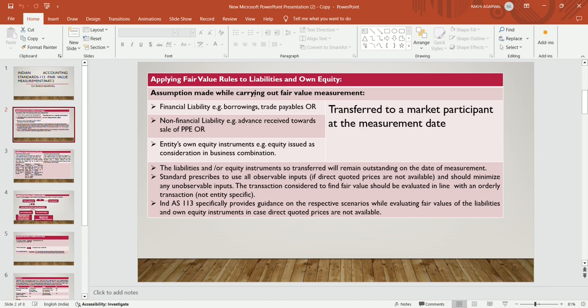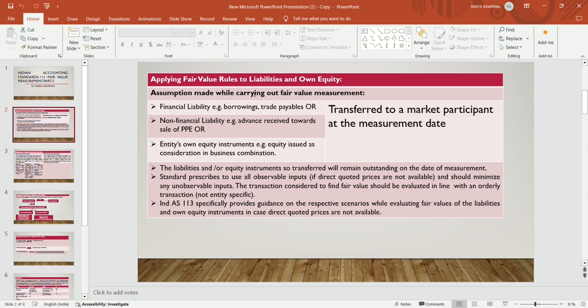They prescribe three levels to apply the fair value. If the price is easily available, then you take it. If the price is not easily available, then you make some adjustment in level 2. And if you are not able to adjust that price either, then you will apply the cost formula, that is the Gordon formula. So there are three methods to measure the fair value. The standard prescribes to use all observable inputs if direct quoted prices are not available, and should minimize any unobservable input. Unobservable input means if the market price is not easily available, you will take the price of a similar item and make some adjustment to bring out the exact price of that.